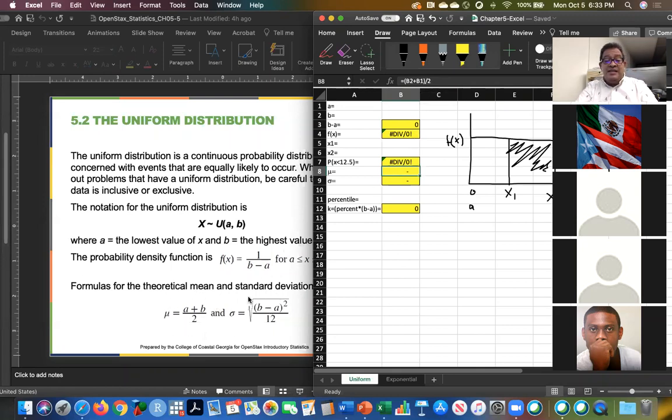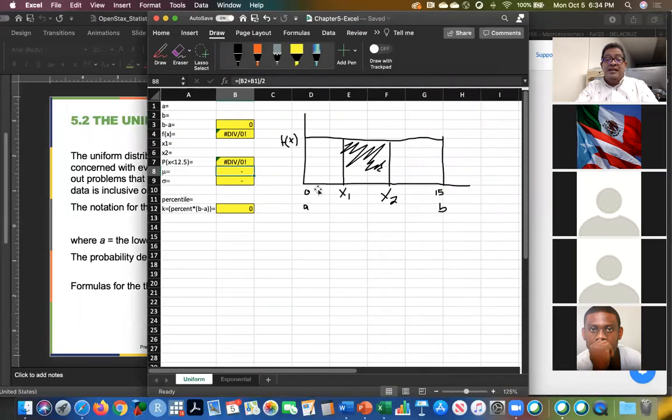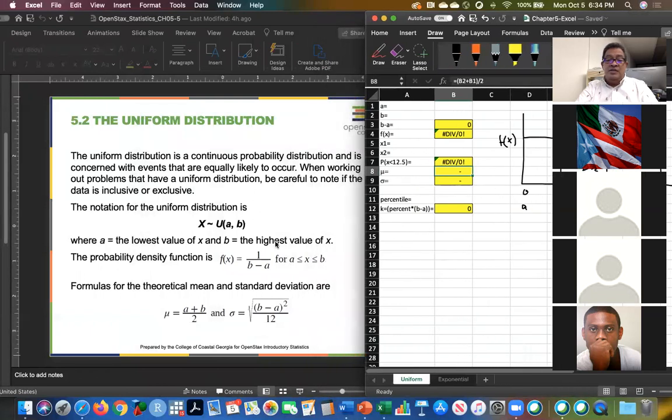This is the mean value, and this is going to be the standard deviation. So the standard deviation is going to be the difference, the base, squared, divided by 12. 12 is a constant here, and then we take the square root. Okay. So this is going to be simple. All we need for this distribution is the beginning and the ending, and then we need two different points in order to find the area in that particular case, right? So let me continue.